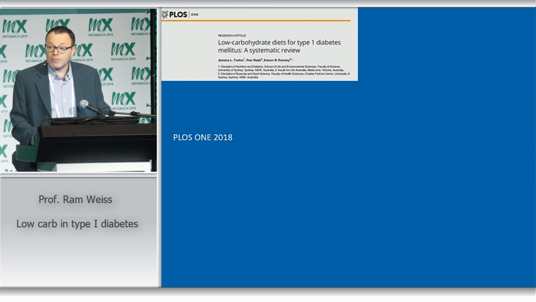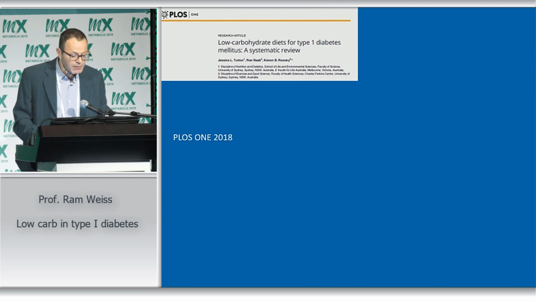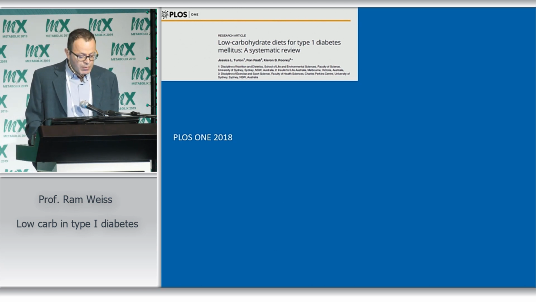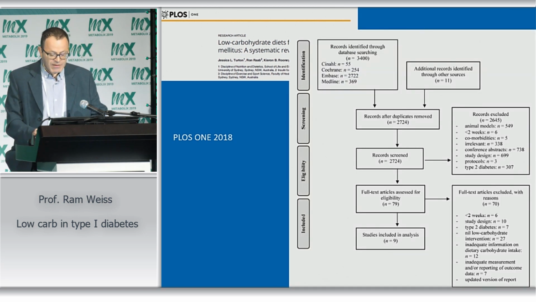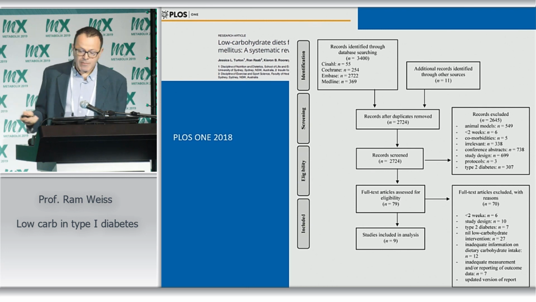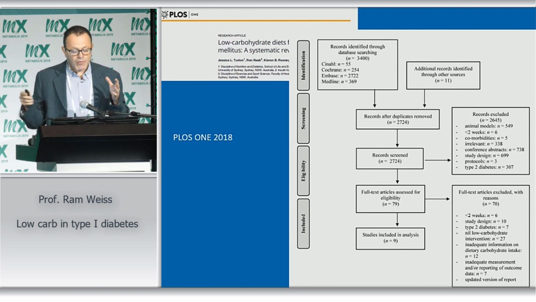There isn't too much data about type 1, that I can tell you. There was a systematic review published in PLOS ONE, which is a good journal, about a year ago. What they showed is that they searched all the typical medical literature databases, Medline, Embase, and so on, looking for low carbohydrate type 1 diabetes, and what they first found was about 3,400 papers.